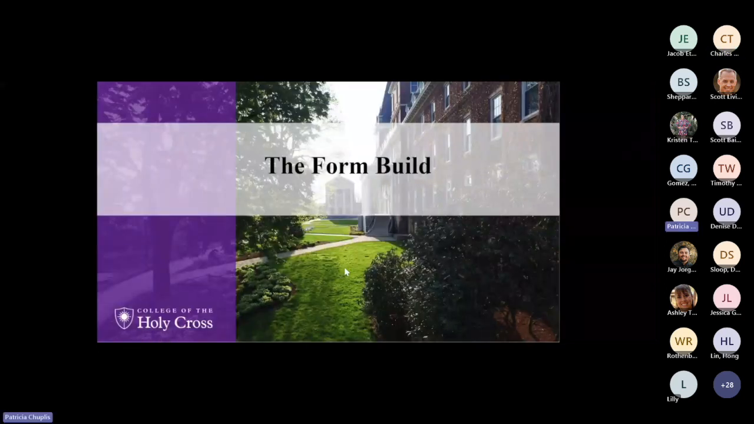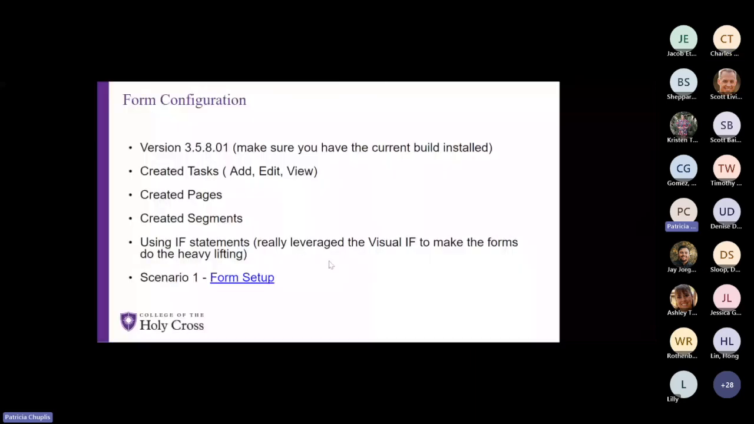So if we quickly look at the form build behind the scenes, right now we're on version 35801. Whether the decimals are in the right place or not, I'm not sure. That would be Chuck. I always say, Chuck, what are we running?